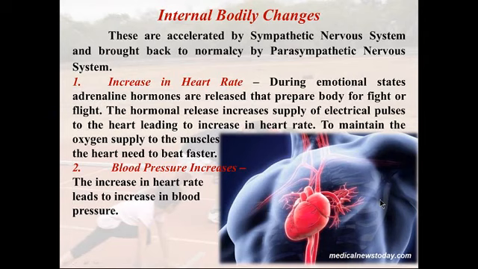What does this heart rate do? This increased heart rate is very essential to maintain the oxygen supply to the muscles. The heart needs to beat faster, because in an emotional state you need more oxygen. For that you need more blood circulation, and for that your heart has to work faster. That's the reason why during an emotional state the heart rate increases.